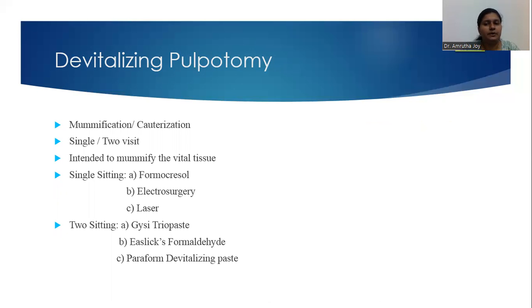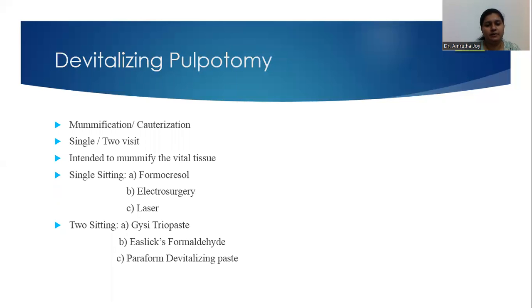Coming to complete pulpotomy technique, that is devitalizing, preservation technique, and regeneration technique. First, we will discuss devitalizing pulpotomy. It is also known as mummification pulpotomy or cauterization pulpotomy. It can be performed in a single visit or 2 visits.